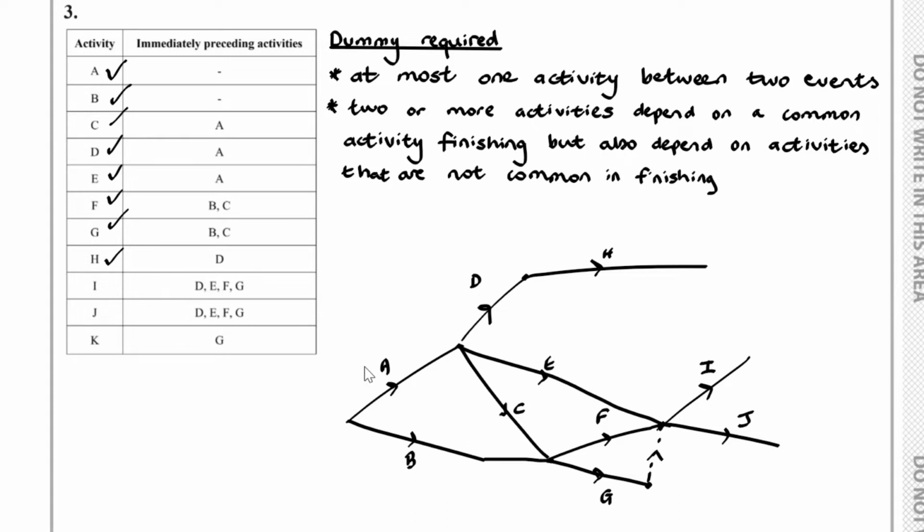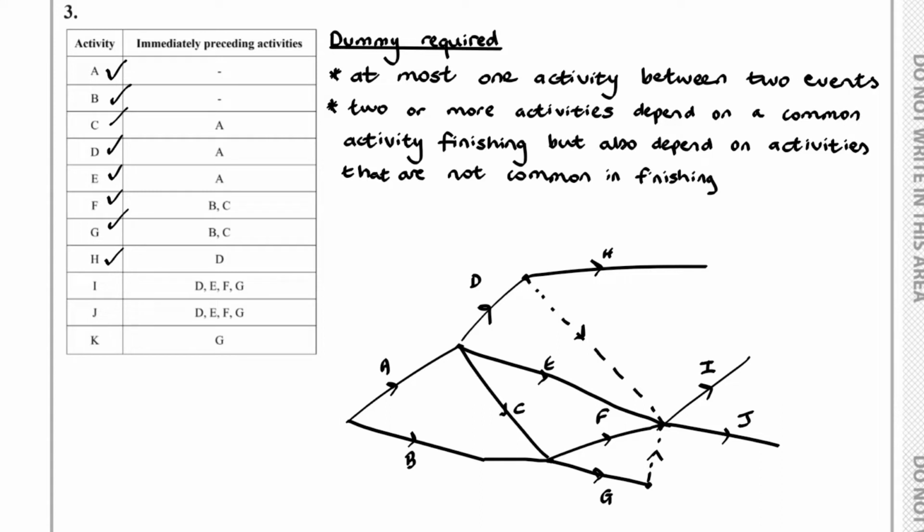and now we need to show that I and J depends on D as well. Now we could have this situation going on here, but that would be incorrect, wouldn't it? Because when we have 2 or more activities that depend on an activity finishing but also depend on activities that are not in common in finishing, we see that we require a dummy. And what we mean by this is the activity that's not common in finishing is H, and the activities that are common in finishing are these here. So we need to have a dummy between these.